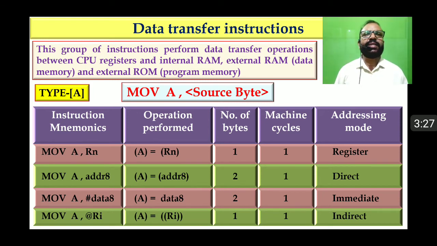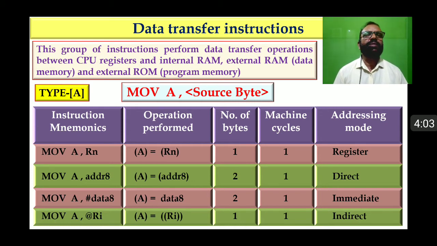The third instruction is MOV A, #data 8. Data 8 is 8-bit data. It is hex data, and the hash indicates that the byte is data. Before any immediate data, we have to apply the hash symbol. This hash symbol indicates that it is data, not an address. So this 8-bit data, which is part of the actual instruction, is copied into the accumulator.